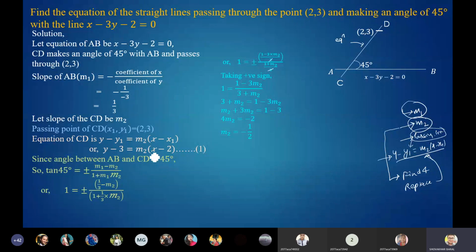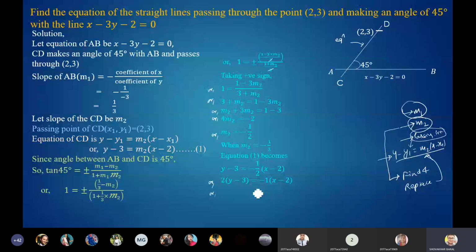So let's replace this m2 in equation number 1. We have not got the complete solution because we need to take the minus sign also later. So when m2 equals to minus 1 by 2, I'm going to write it in equation 1. Equation 1 becomes y minus 3 equals to minus 1 by 2 times (x minus 2). Cross multiply it: 2 times (y minus 3) equals to minus 1 times (x minus 2).